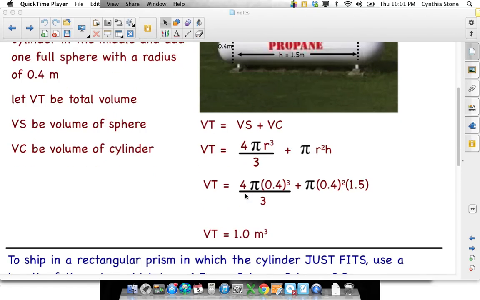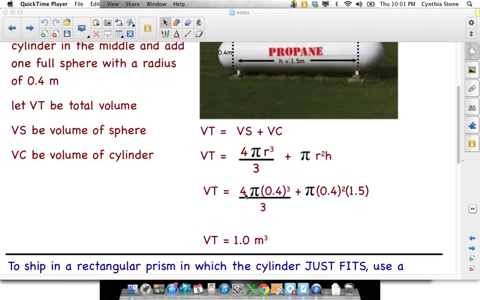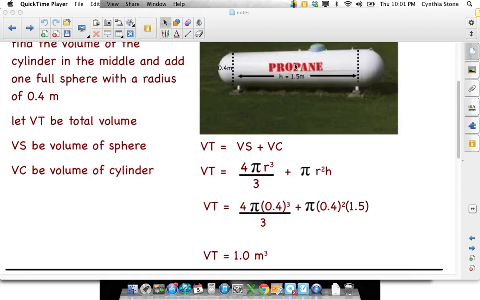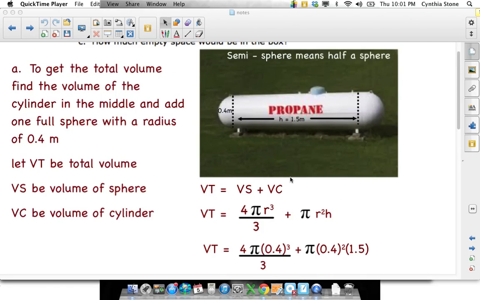It works out to 1, which kind of seems funny because you think, well, that's 1.5 meters. How is it possible the volume's only 1? The reason, of course, is that it's not a full meter wide. It's only 40 centimeters. Oh, sorry, it's only 80 centimeters across. So it's not a full meter wide. Okay. So part A is done.